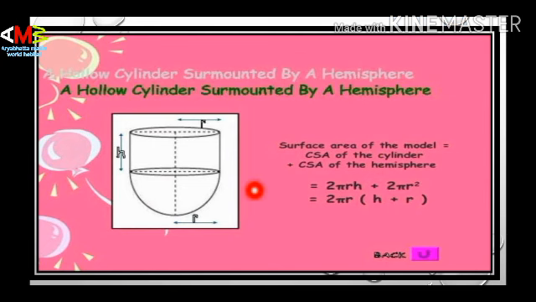A hollow cylinder surmounted by a hemisphere. This is a cylinder, this is a hemisphere. CSA of this model is CSA of hemisphere plus CSA of cylinder. CSA of cylinder is 2 pi r h plus CSA of hemisphere is 2 pi r square. So here 2 pi r is common, what is left is bracket h plus r. The formula for the hollow cylinder surmounted by a hemisphere is 2 pi r bracket h plus r. This is one combination of solids. All of you have learned it. Okay, thank you.